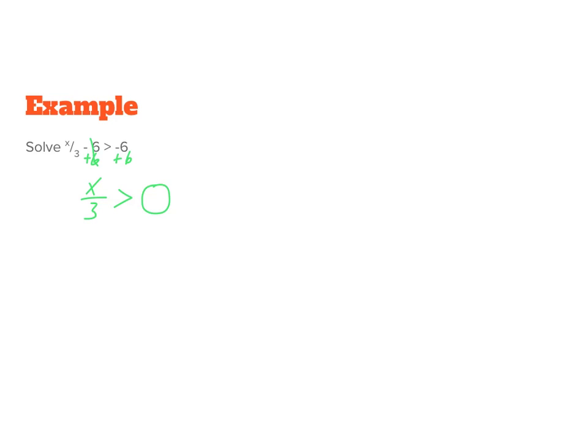Since x is being divided by 3, to get rid of that 3, I need to multiply by 3. And if I multiply the left by 3, I have to multiply the right by 3 as well. The 3's will cancel out, leaving just x. Now I multiplied by a positive 3, so my inequality doesn't change. It's going to stay as a greater than. And then on the right, 0 times 3 gives me an answer of 0. So my final answer should be x is greater than 0.